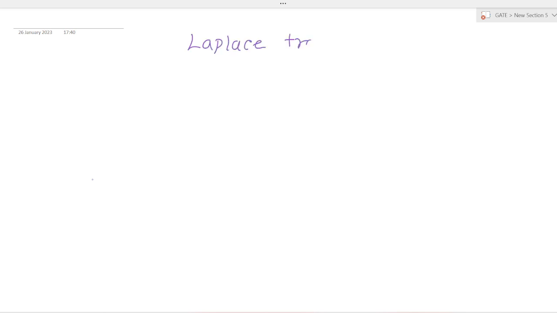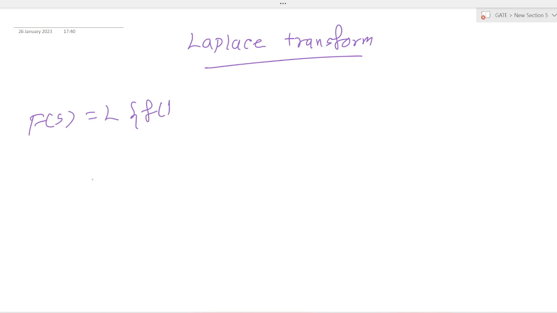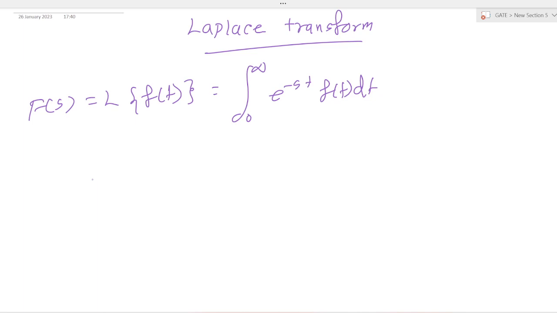Laplace transformation. Okay, the Laplace transform: F(s) is equal to L{f(t)}, which is equal to the integration from 0 to infinity of e to the power minus st f(t) dt. This is the first formula. Next I talk about the inverse Laplace transformation.